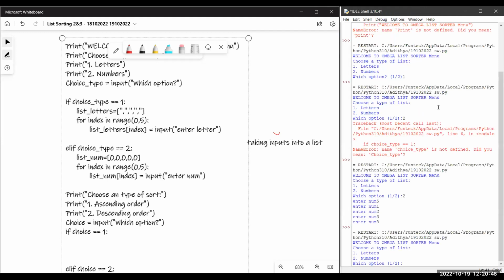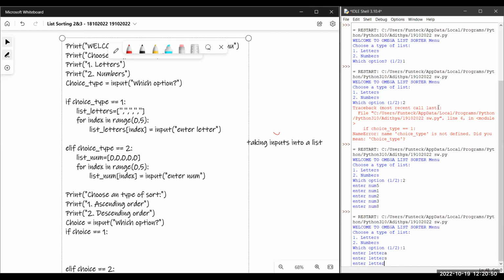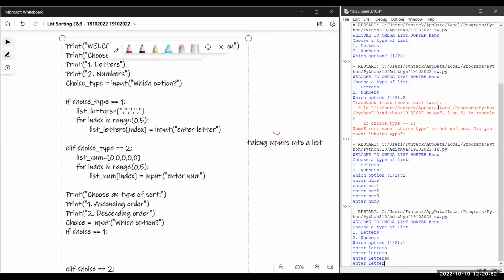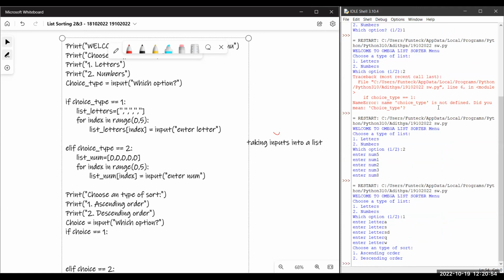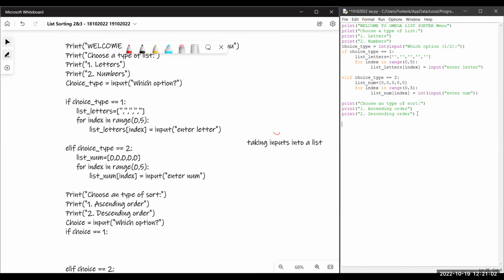Let's run it. Now I'm going to take letters. I'll say the letters are A, B, S, D. Okay, so that's also asking me about the type of input I want. So that's all right. Perfect.